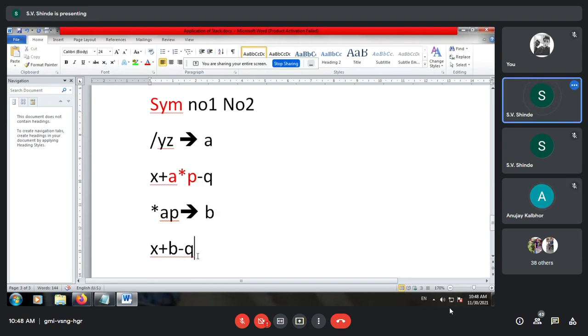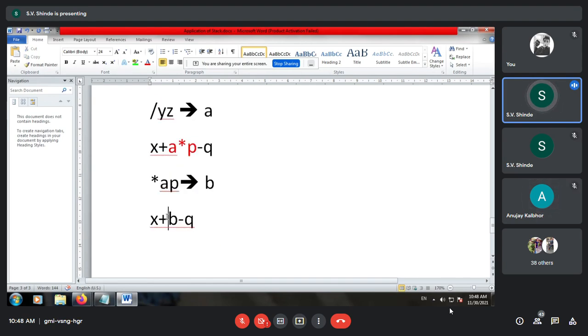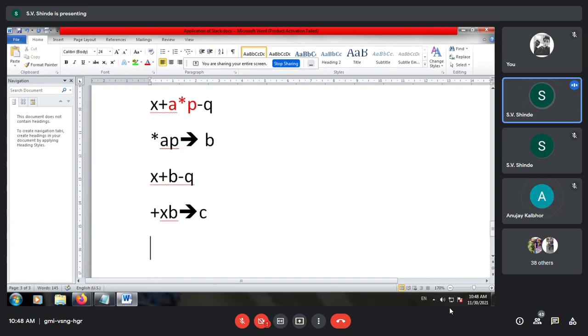Now over here you can see plus has equal priority as minus, so you can execute plus first. So how to do that is put the plus sign, x b, and let us do it. So next you will get c minus q.